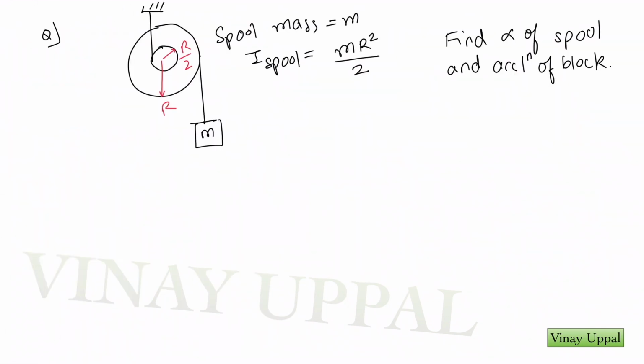In this question, we have a spool of outer radius r and inner radius r by 2, and I have a block of mass m hanging from the outer circumference of the spool. The spool mass is given to be m, and the moment of inertia of the spool about its center is given to be mr squared by 2. Now the question is asking us to find the angular acceleration of the spool and the acceleration of the block. So figure out where the instantaneous axis of rotation will be, and then use the cute method. Give it a try, and then you can take a look at my solution.